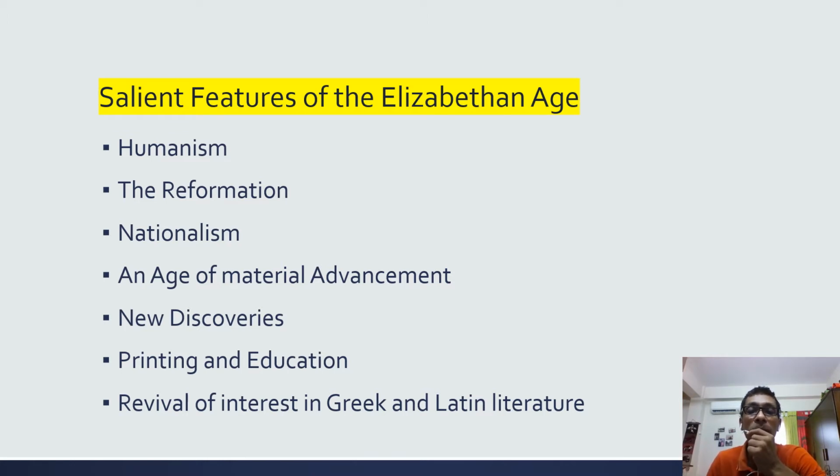Actually, each and every point is equally very important, and it is not possible to describe each and every point because it will take a huge amount of time. So I have just shown you the most important features that were responsible for making the Elizabethan age a golden age in English literature. So let's go to the next slide of the presentation.